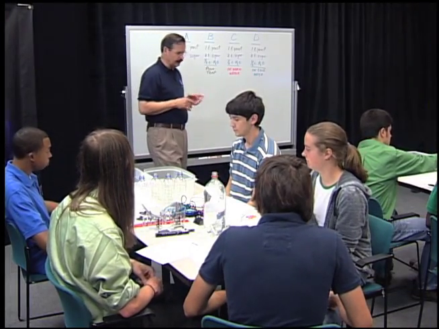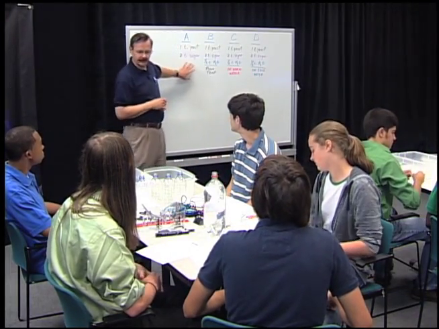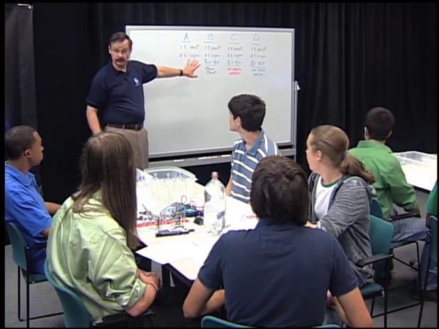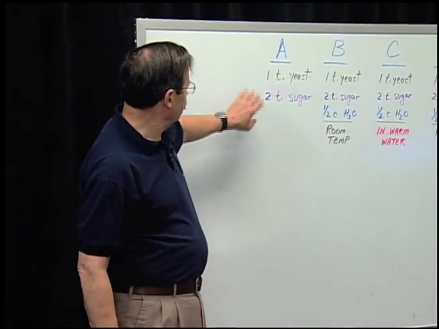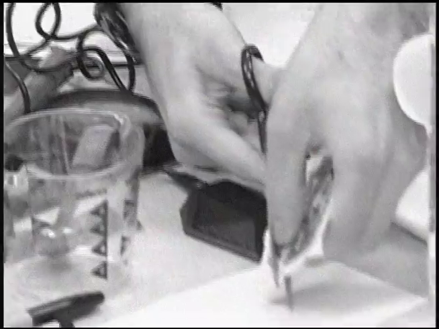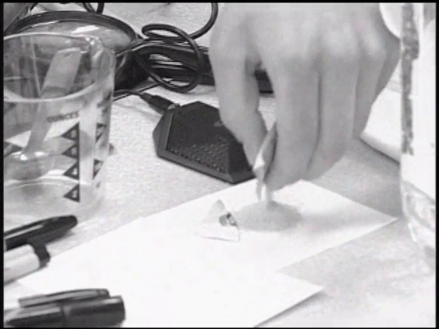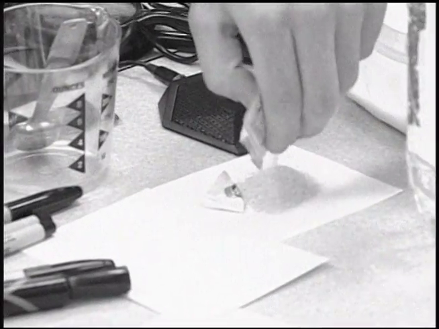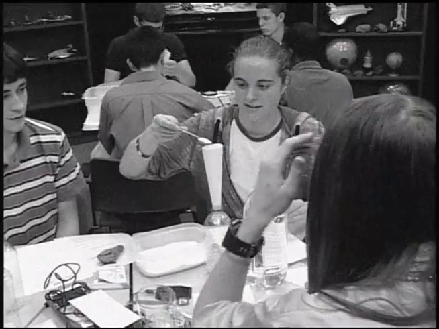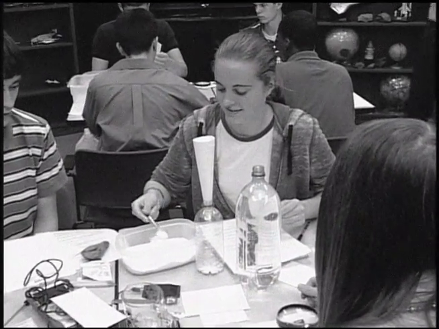Now, we've got 4 bottles, and this is what we're going to add to the bottles. This is just an overview of what's going to happen. In each of the bottles, A, B, C, and D, we're going to add yeast. Every bottle is going to have yeast. We're going to put 1 teaspoon of yeast in each bottle, and each bottle is going to have 2 teaspoons of sugar. Now, in bottles B, C, and D, we're going to add 1/2 cup of water.